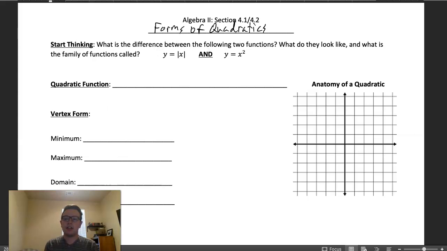We're going to start by trying to remember the difference between y is equal to the absolute value of x and y is equal to x squared. Remember, y is equal to the absolute value of x looks like a V, and we call those absolute values. While y is equal to x squared, it's the one that looks like a U, and we call those U's parabolas.